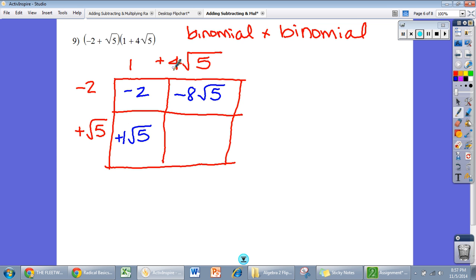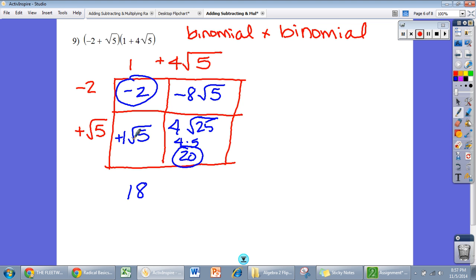Here we have 4, nothing on the outside but a 1, so that's 4, and square root of 5 times the square root of 5 is the square root of 25. Now, the square root of 25 can be simplified, that's 5. So 4 times 5 is 20. So 20 is what we're going to use. We're going to combine that with a negative 2 because we're going to now add like terms together. So 20 minus 2 is 18.